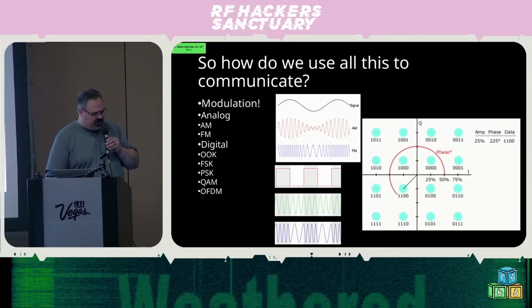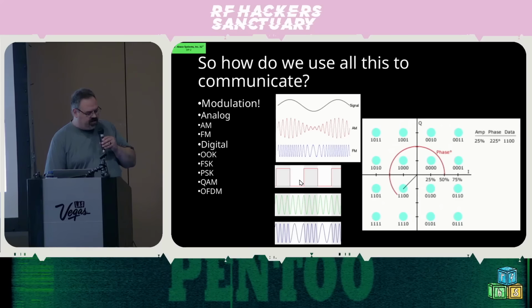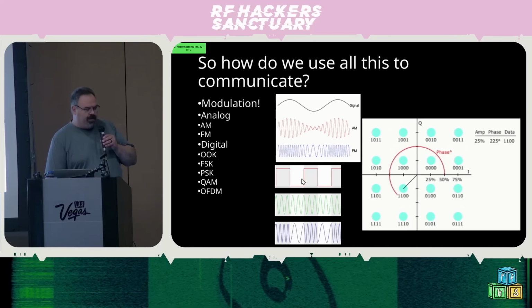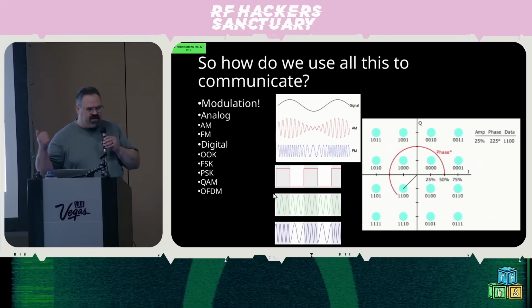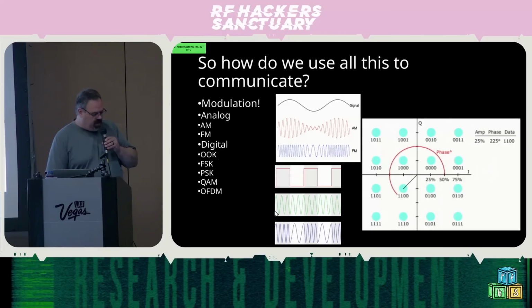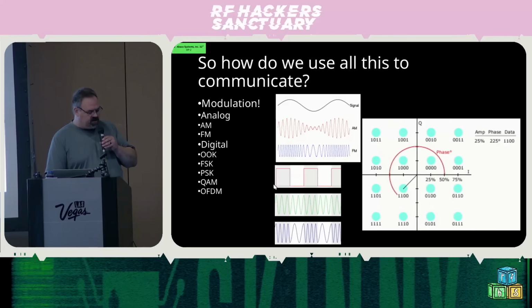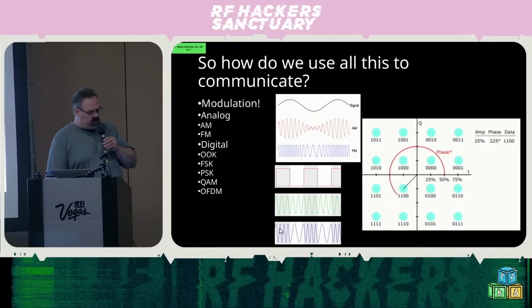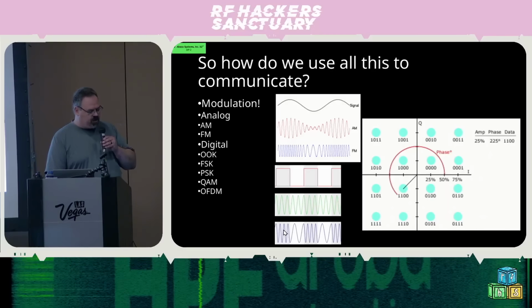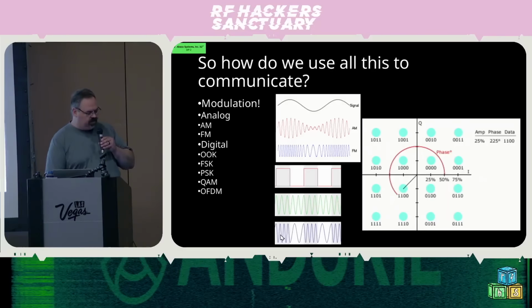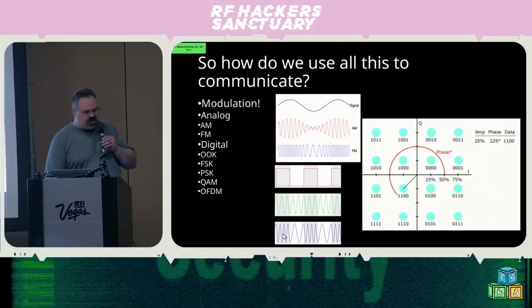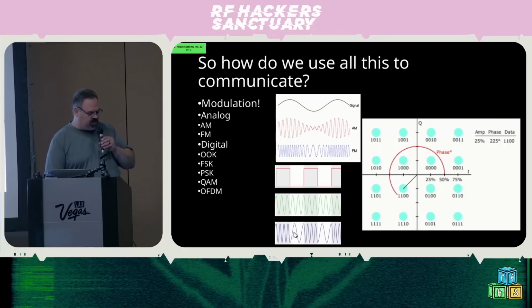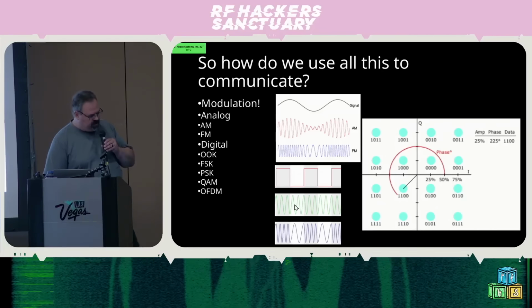We have just kind of an on-off keying sort of thing here, which is common in key fobs and remote controls, where your signal is literally either there or not. Or you can have some frequency shift keying, where this frequency encodes a 1, this frequency encodes a 0.